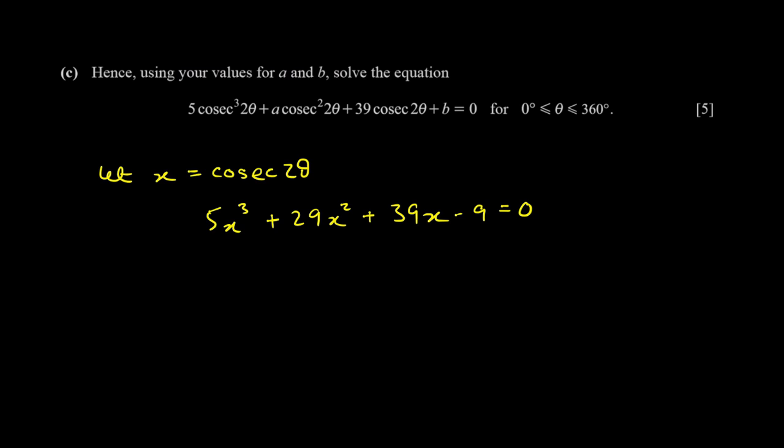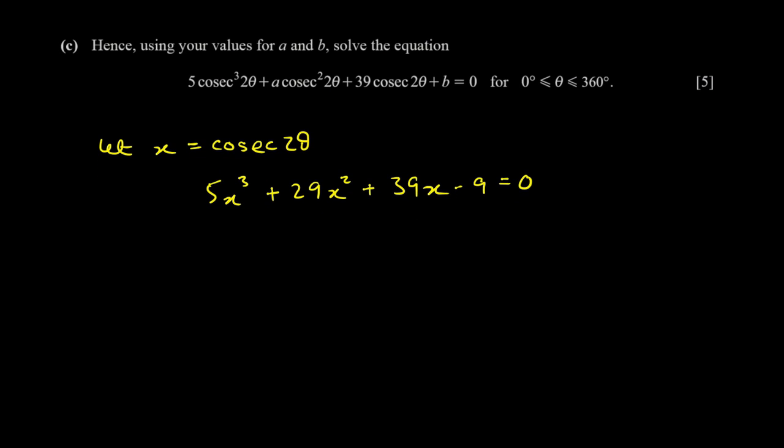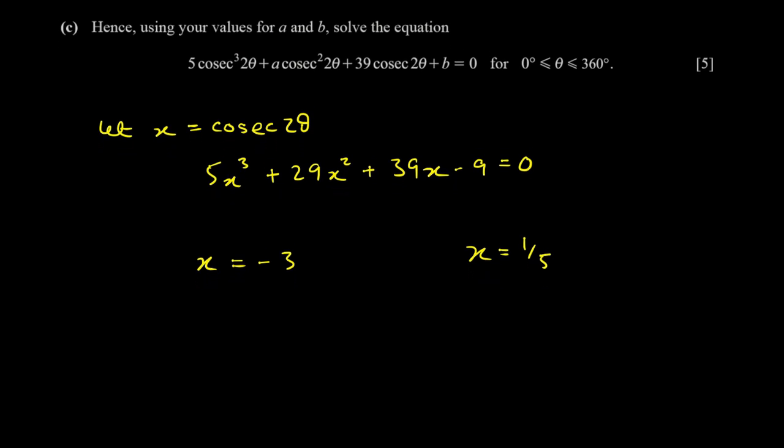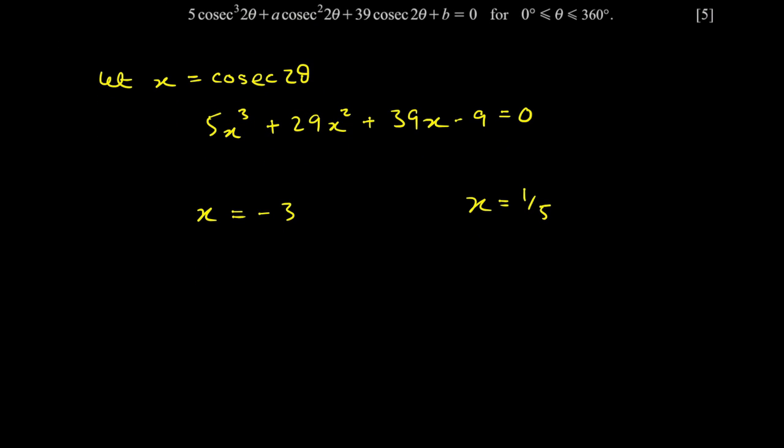And what we worked out in part B is that this has got two solutions. It's got solution x is equal to -3, and it had x is equal to positive a fifth. Okay, so then what we can do is replace our x with cosec 2 theta. So we've got cosec 2 theta is equal to -3, and also cosec 2 theta is equal to a fifth.